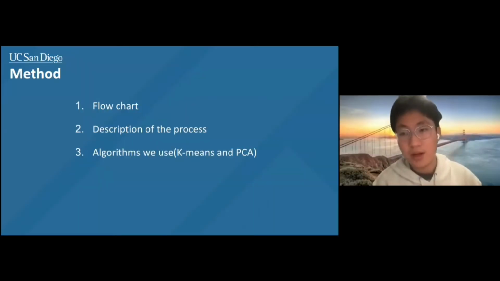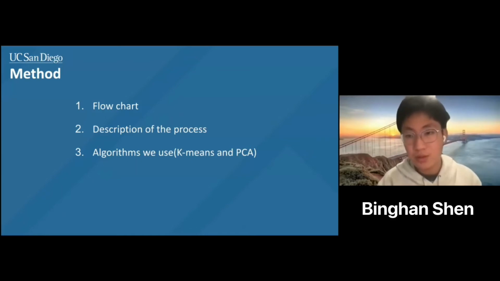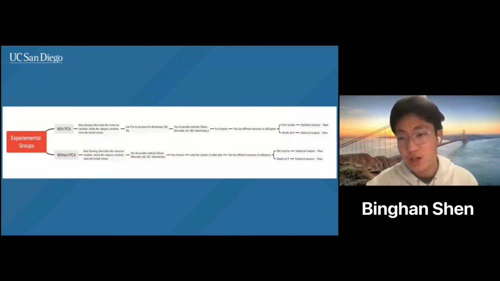Now let's see the method part of our project. We will introduce it in 3 steps: flowchart, description of the process, and algorithms we use. First, with the flowchart, I hope you will understand the process better. We have 2 comparative groups, one done without PCA, one with PCA. They both have a similar process: cleaning data, determining the value of K, running the K-means algorithm, and analyzing the result with 2 measures.